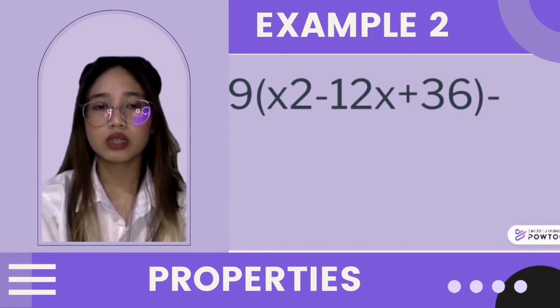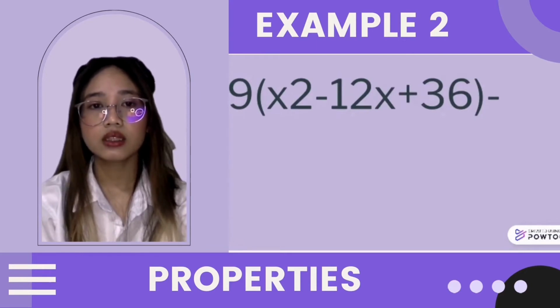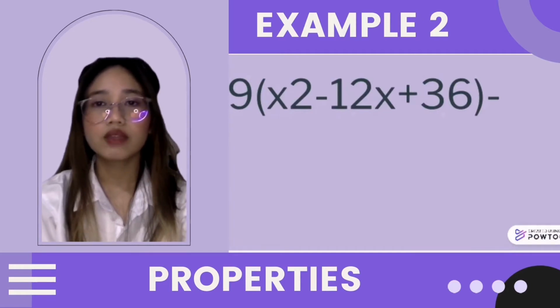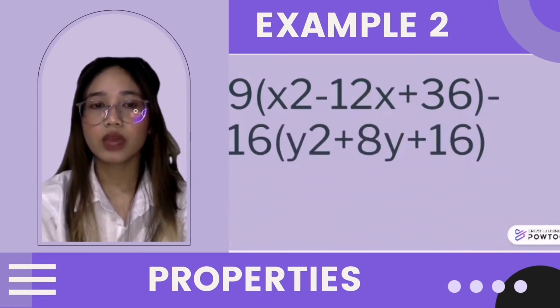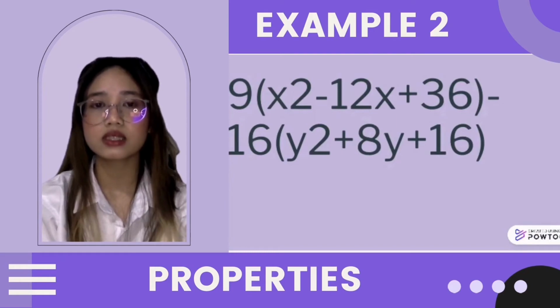And the next one is we're going to factor out the 9 and 16. So 9 (x squared minus 12x plus 36). The answer is 12 because 108 divided by 9 equals 12. We get the 36 by dividing that 12 by 2, and the answer is 6, and 6 squared is 36.